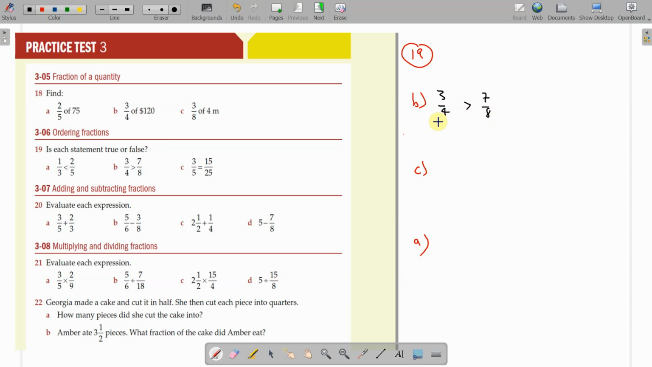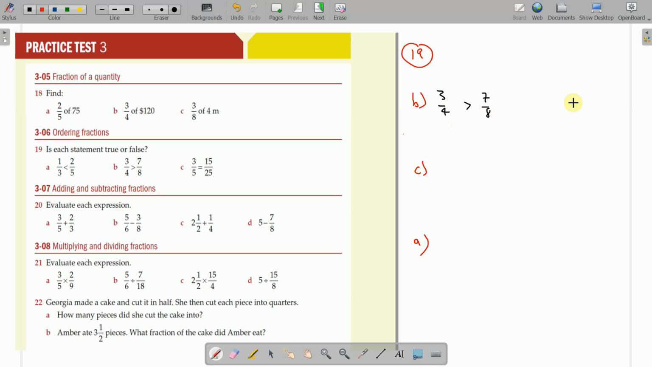To do these, you've got to do what we do in question 20, and that is create the same denominator. Can't compare the two, saying which one's greater than the other one, until we get both of them the same denominator. So as it happens, looking at denominators, 4 times 2 is 8. So 8 is a multiple of 4, which means 4 is a factor of 8. So going by that, I'm going to change them both to the same denominator of 8.